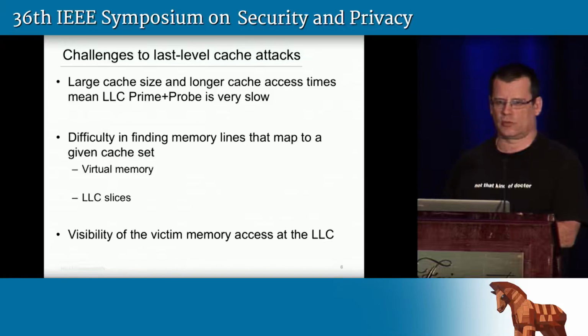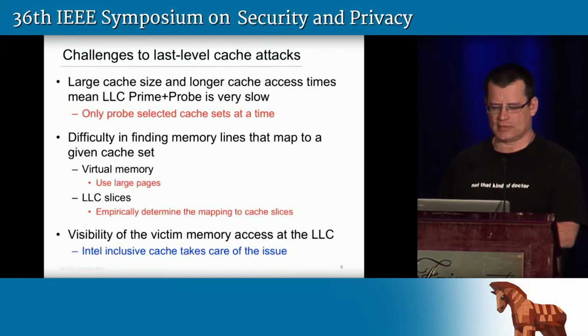There are two reasons for that. First is virtual memory, which, as Gorka showed, hides information about the cache set index. And the other is that the current Intel architecture divides the cache into slices and uses an unpublished hash function. We don't know it. And the last challenge is the visibility of victim memory access. If the higher level caches do their job, then victim memory accesses will mostly be served from the higher level caches and not from the last level cache. So even if we can monitor the last level cache, we will not see the victim access.